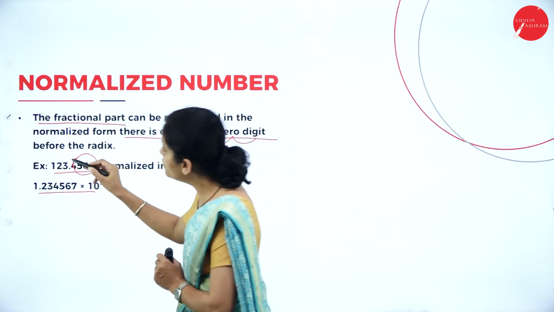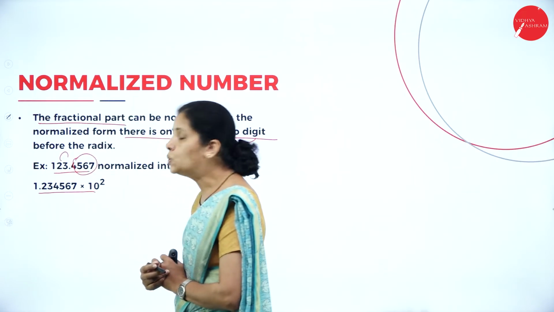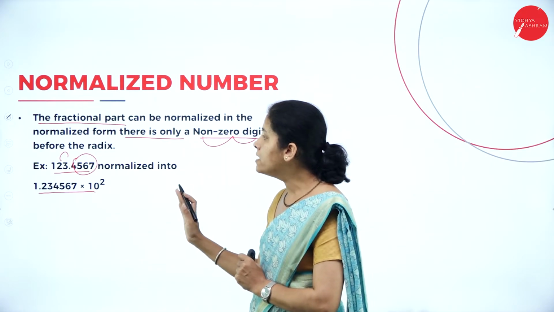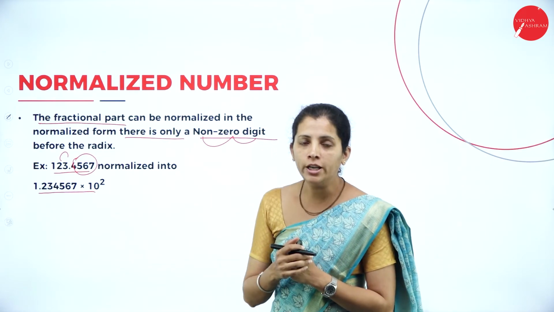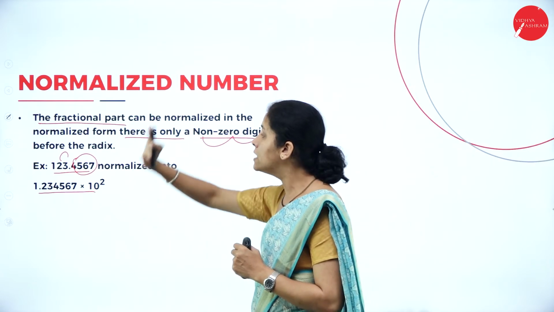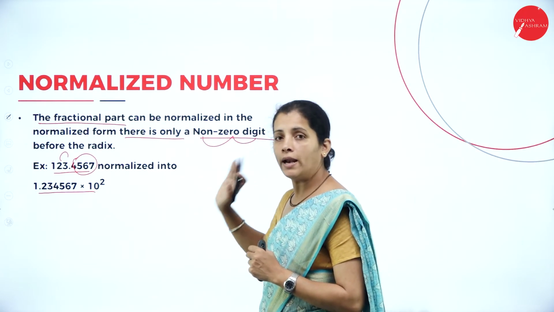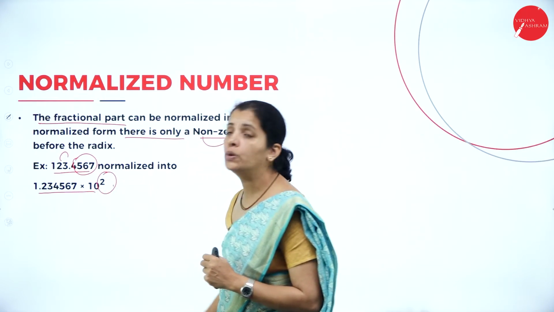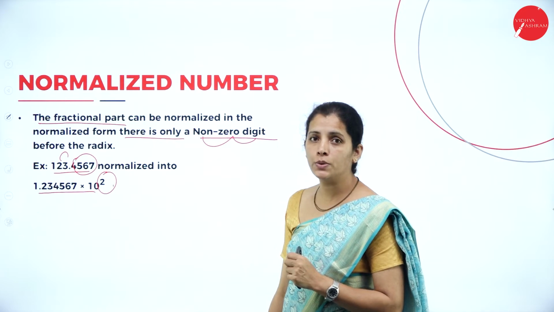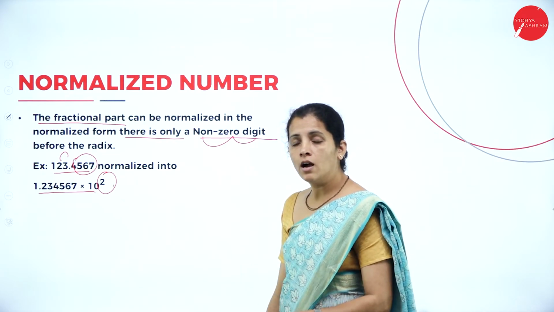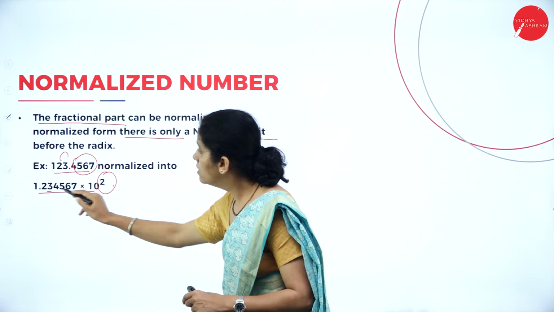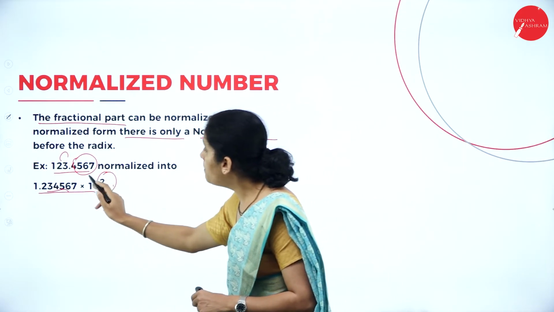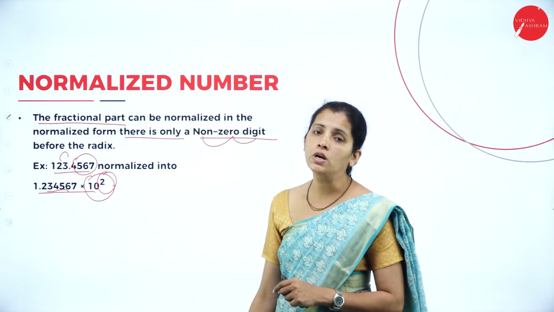That means I'm going to shift 2, 3 towards right. That means to normalize the given floating point, I'm going to shift the number towards right. When I shift towards right, my power is always going to increment. And another situation, if I shift my fractions towards left, then the power is always going to decrease.